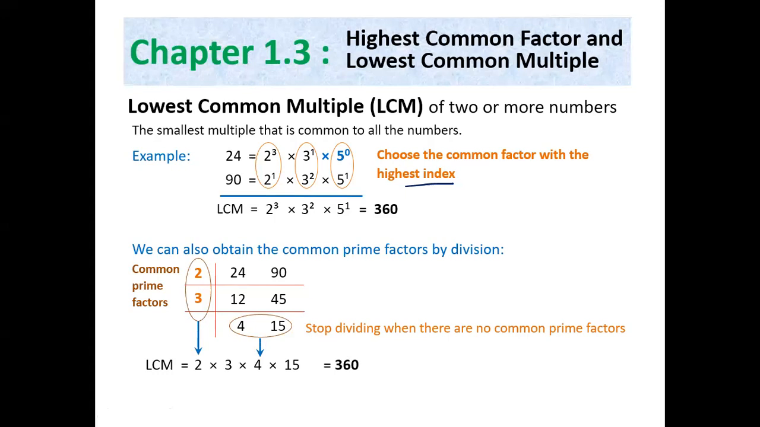So don't hesitate to ask me about the lowest common multiple if you want to ask. For the highest common factor, you look for the lowest power, the smallest one. If you want to find the lowest common multiple, LCM, on this slide, you need to find the highest power or highest index. Index means power.